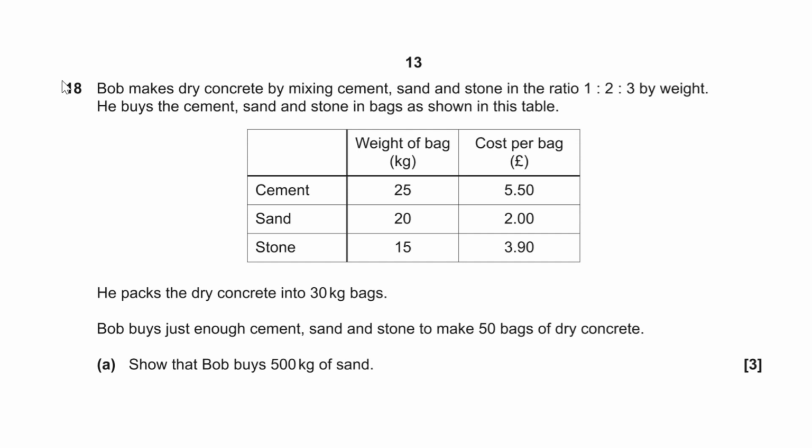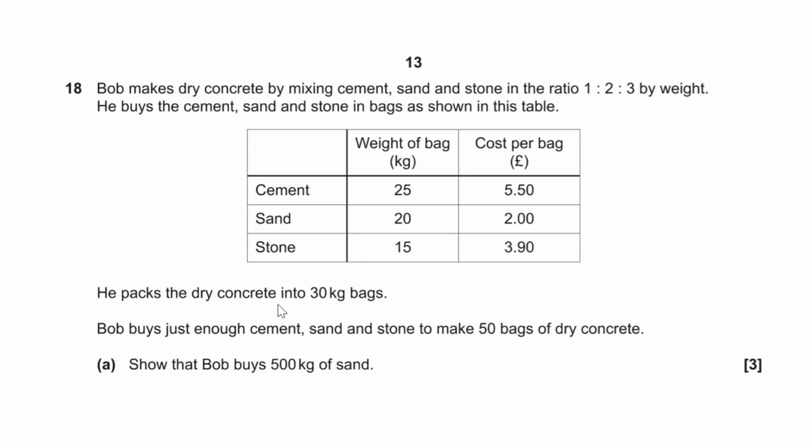Question number 18. Bob makes dry concrete by mixing cement, sand and stone in the ratio 1 to 2 to 3 by weight. He buys the cement, sand and stone in bags as shown in this table. So for cement we've got a weight of 25 kilograms. It costs £5.50 for the bag. For sand we've got a weight of 20 kilograms. It costs £2 per bag. And for stone we've got a weight of 15 kilograms and it costs £3.90 per bag.